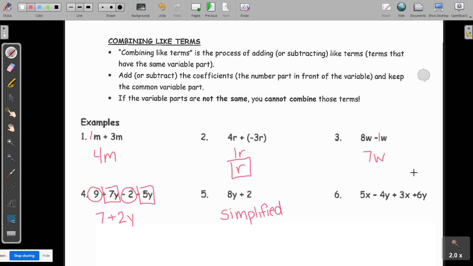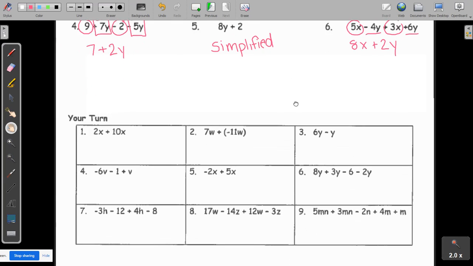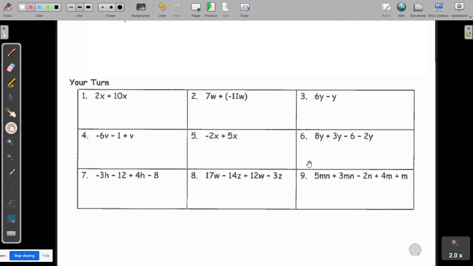And number 6, 5x, and we have a 3x. So those are our like terms. So we're going to do 5 plus 3, which is 8, keep the x. Then we have negative 4y plus 6y. Negative 4 plus 6 is a positive 2, keep the variable y. Okay, now I want you to try these next 9 problems, come back and check your work.